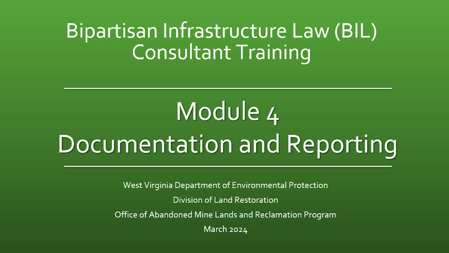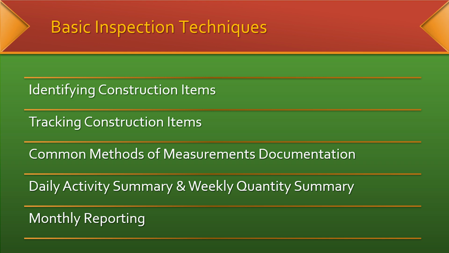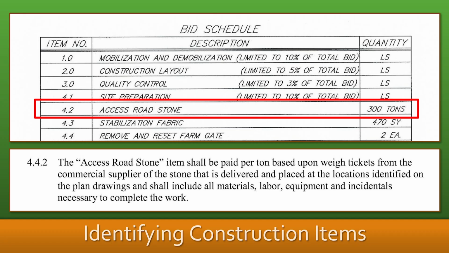contracts with the department. Identifying the construction items used on the project, tracking those items, measuring and documenting the items before, during, and after installation, receiving and checking the daily activity and quantity summaries, and monthly reporting are all common duties of the construction inspector. This module will cover the most common activities and techniques used for inspection documentation.